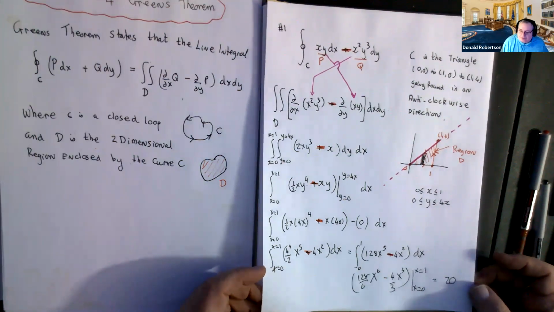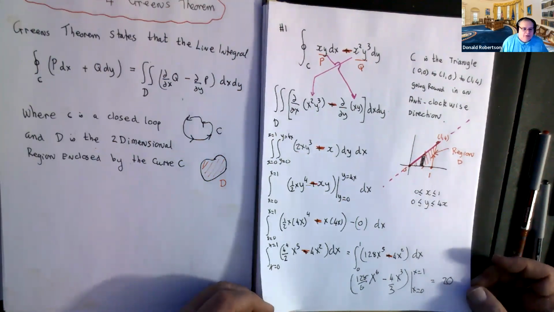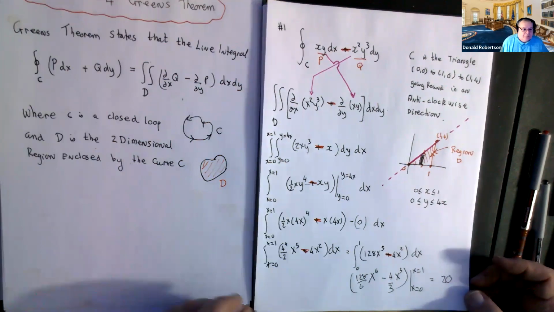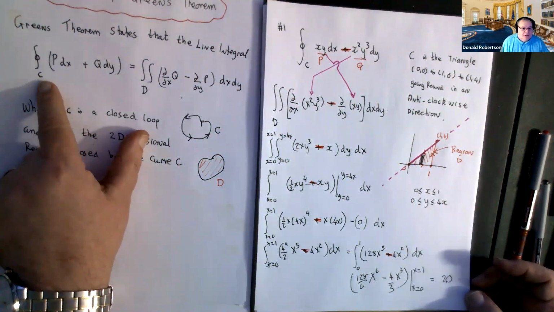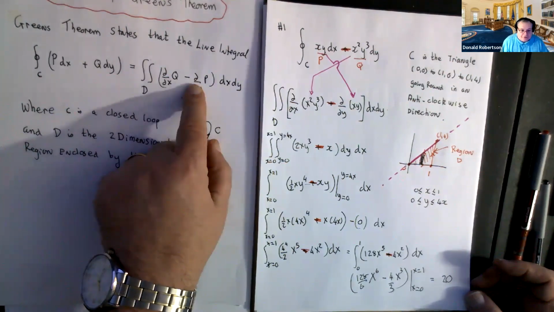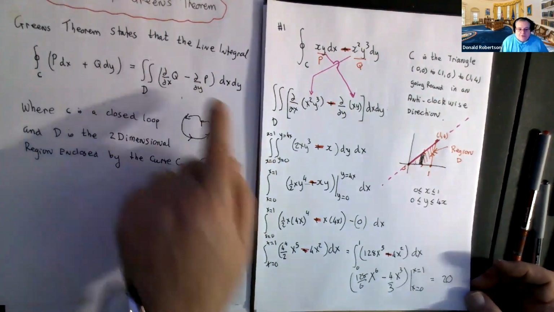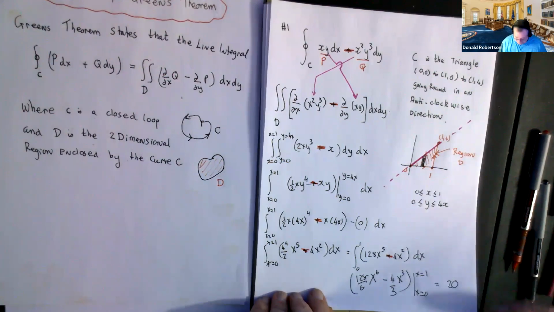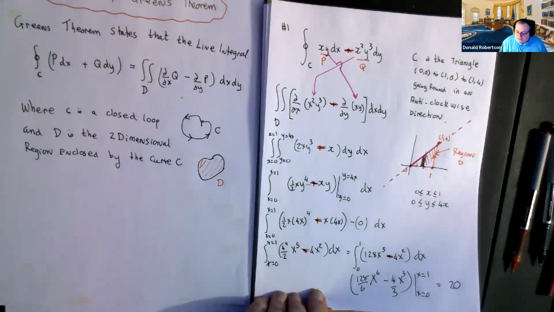Okay, any questions about our first one? How we can use what's called Green's theorem, which is a way to take a line integral and convert it into a double integral that has the same numerical value as the line integral. Are we good? I'll take a thumbs up. Okay.